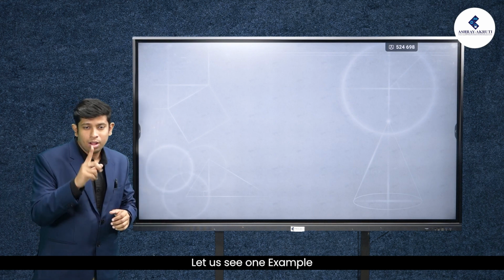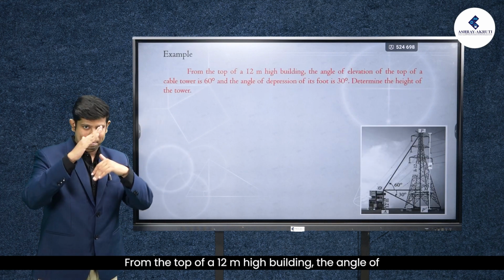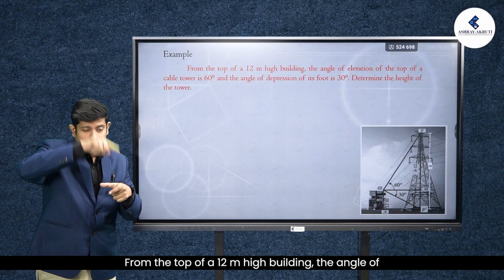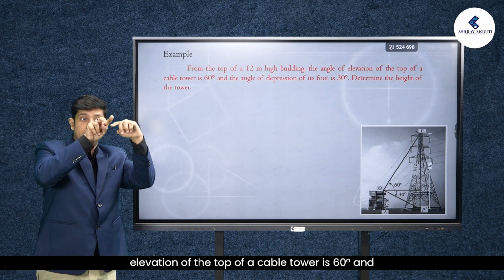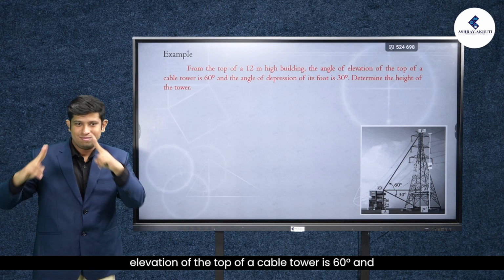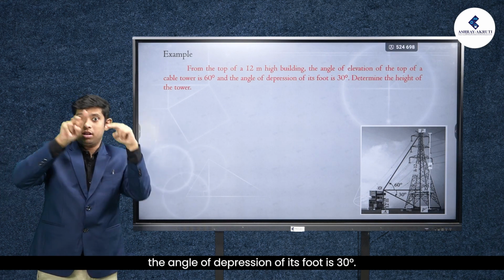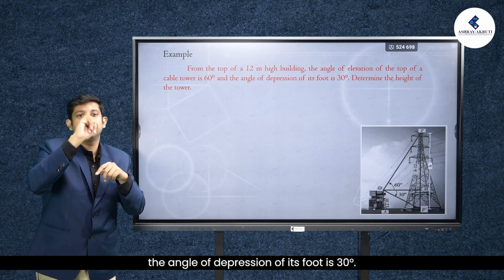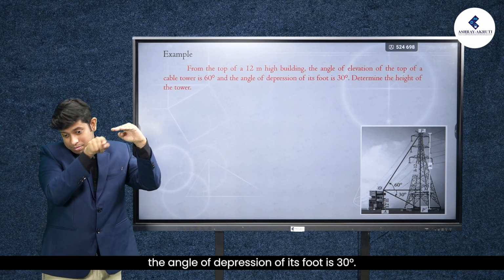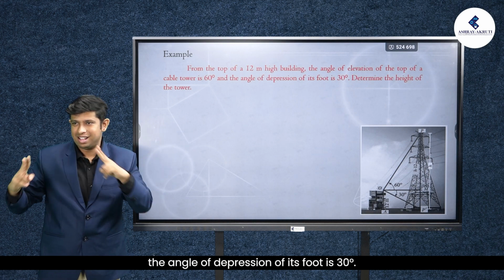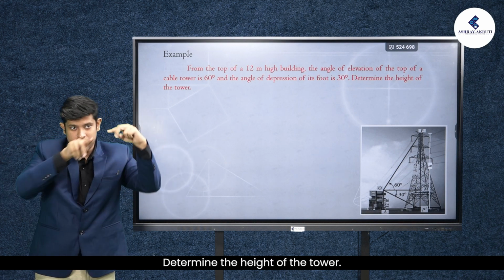Let us see one example. From the top of a 12-meter high building, the angle of elevation of the top of a cable tower is 60 degrees and the angle of depression of its foot is 30 degrees. Determine the height of the tower.